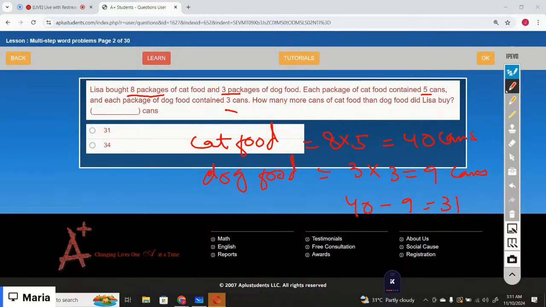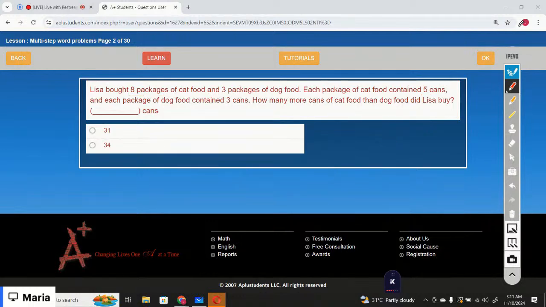Okay, so the correct option is 31. Basically, these are multi-step word problems. You have to do more than one step to complete the question, right?